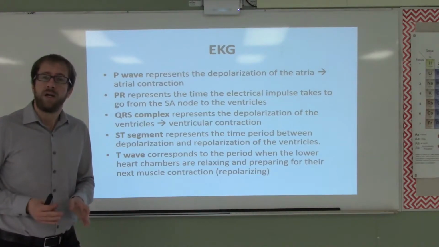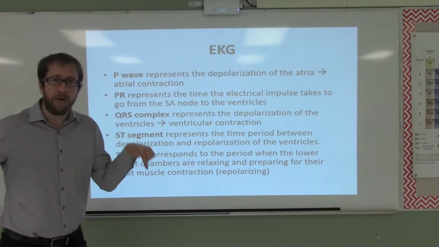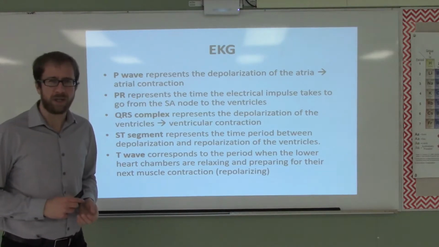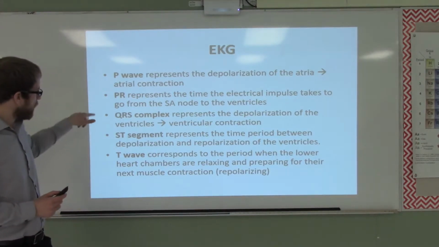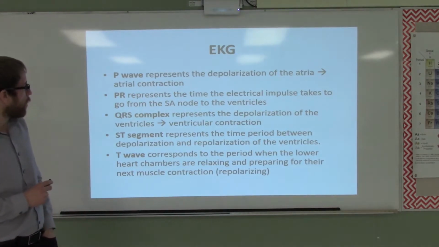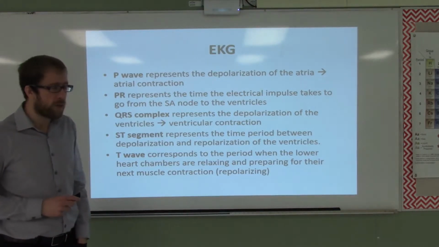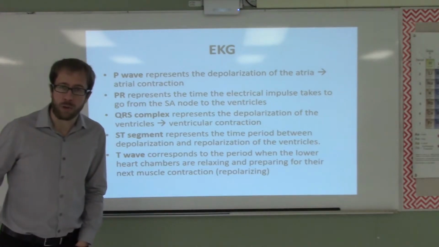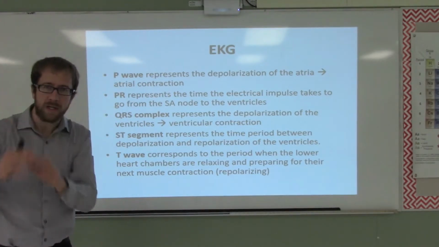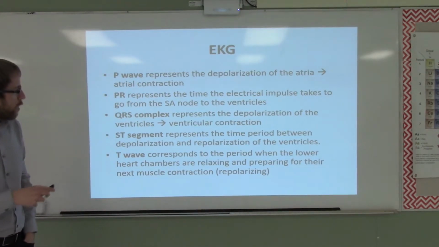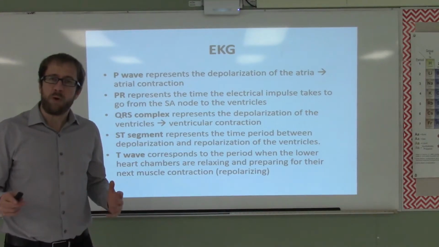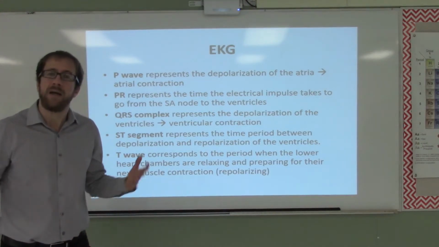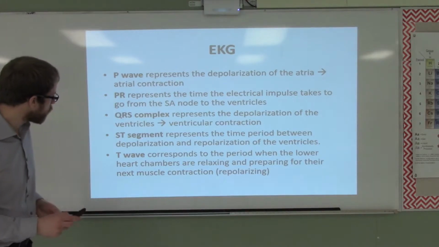But just know that your nerves are firing. That's pretty much what depolarization means. The PR represents the time the electrical impulse takes to get from the SA to the ventricles, right? SA to the AV node and then to the ventricles. Your QRS represents depolarization of the ventricles, aka the contraction of your ventricles.